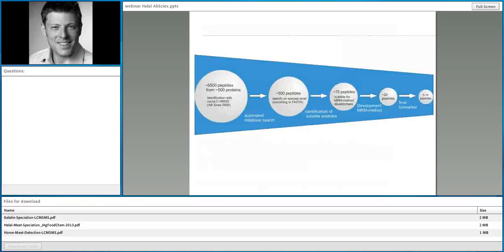This is shown in the overview here, starting from the 5,500 peptides. After database search, identification of suitable peptides and MRM development, we ended up with the 5 to 10 most sensitive peptides. So we still have some more in the pipeline which are also nicely specific, but they are less sensitive, and this is the reason why we kicked them out of our method.